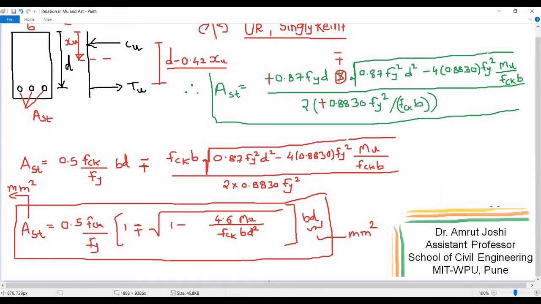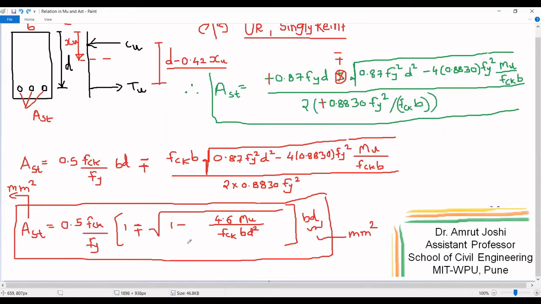Then unit of Mu is Newton mm, unit of FCK is Newton per mm square, unit of B is mm, D is also mm, therefore unit of this quantity is Newton per mm square into mm cube, so that is Newton mm. So unit of denominator is Newton mm, unit of numerator is Newton mm, it cancels out and therefore this ratio also is unitless. So this entire factor, as we can see, is unitless and therefore this equation is dimensionally consistent.